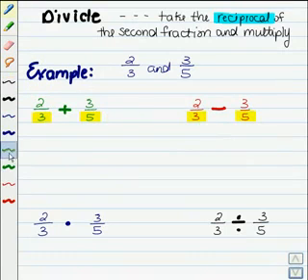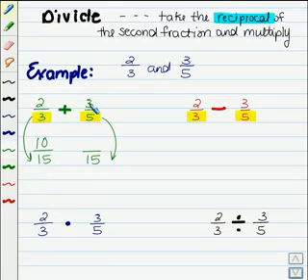So we have to find the lowest common denominator, which in this case would be 15. So we ask ourselves, what do I multiply 3 by to get 15? And that's 5. So I multiply 2 times 5 as well. Here I need to multiply by 3, so I'll multiply my numerator by 3 also. Now the denominators are the same, so we'll keep the denominator as 15, but we can add the numerators. 10 plus 9 is 19. So our final answer would be 19/15, or we can write that as a mixed number, 1 and 4/15.